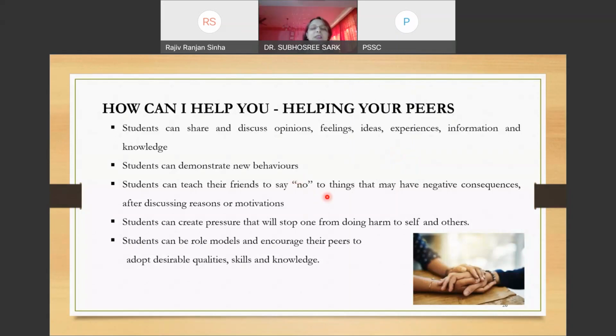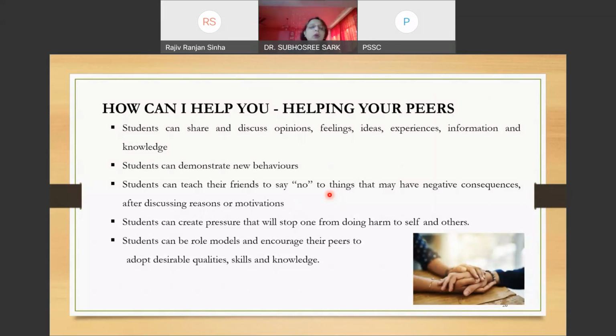Students can teach their friends to say no to the things that might have negative consequences after discussing reasons and motivations. Why smoking is bad, why drinking is bad. Discuss it openly without taking anybody's name. Show them the examples, real life situations. So students will say no because my peer group says no. I don't want to be outside the group.